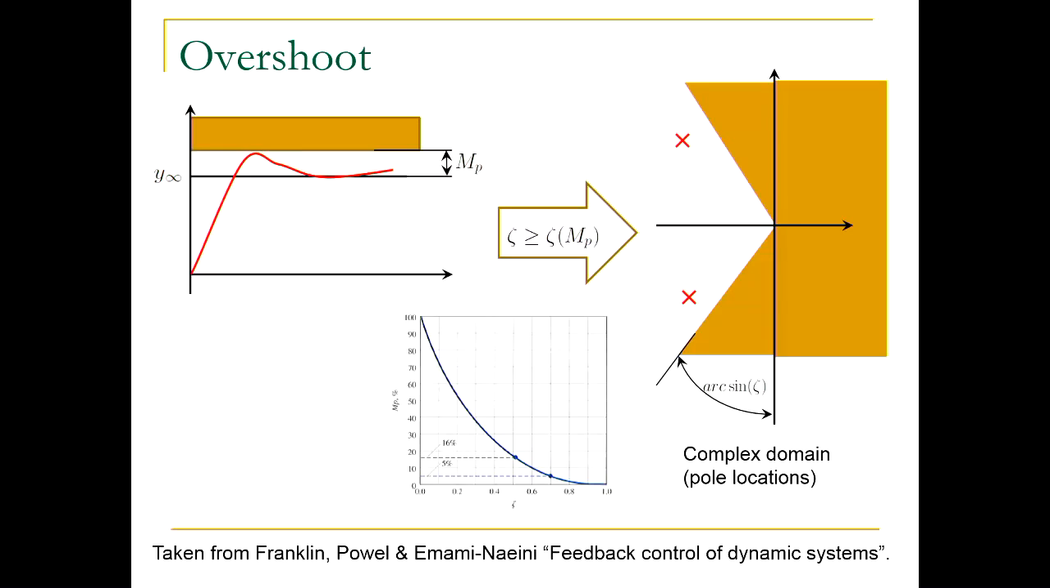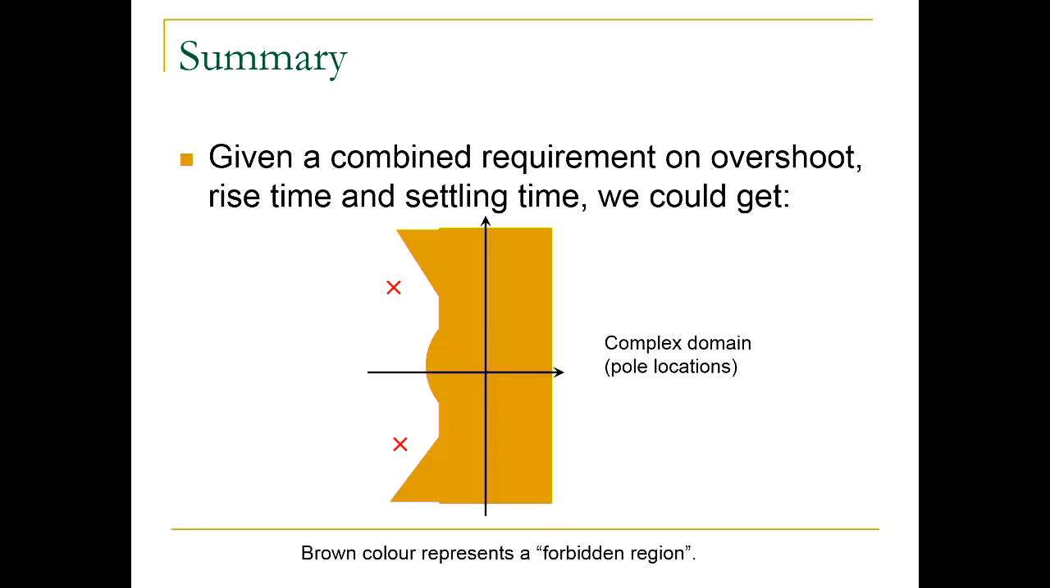In this particular example, you would always get overshoot when you have complex conjugate poles, right? And this is the functional relationship. This is an open book exam. You can always use this from books. If you are asked to do something like this, you can bring this diagram to the exam. So what does this mean altogether? Well, if I give you constraints on overshoot, rise time, settling time, you can come up with a region in the complex plane that you need to avoid in order to satisfy all these 3 requirements.